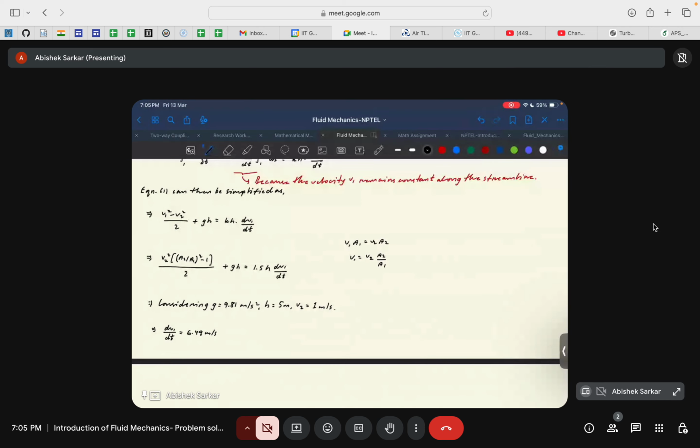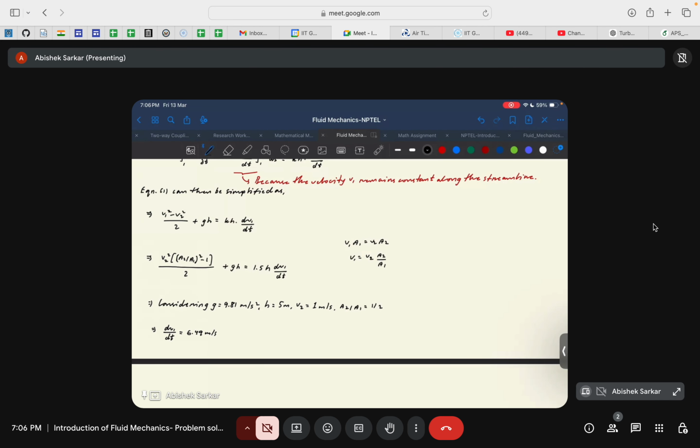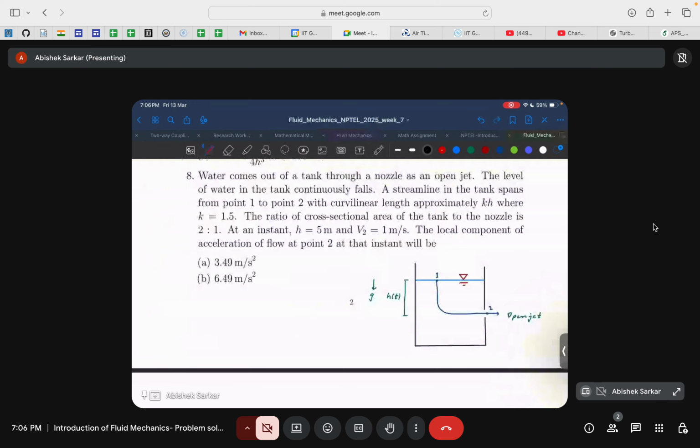Let me verify it. The area of the tank to the nozzle is 2:1, so A2 by A1 is 1 by 2, correct? And V2 is 1 meter per second, G is 9.81, H is 5. If you substitute these parameters in this equation, you will get dV1 by dt approximately equal to 6.49 meter per second. It may not be the exact value, but it will more or less be the same.